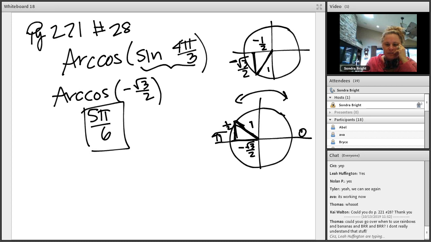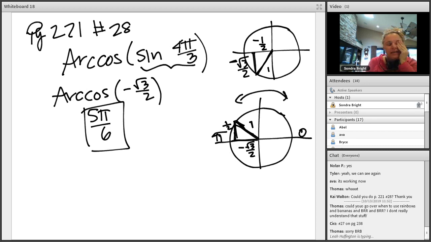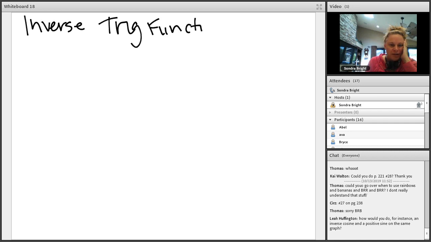Could you go over when to use rainbows and bananas? And I don't really understand that stuff. It's that whole thing of the inverse functions. So inverse trig functions. They wanted them to be functions. And so if you were here for the Sharpie days, that's the reason why we traced over only a portion of the graph, so that you would end up getting a function when you do the inverse trig function.